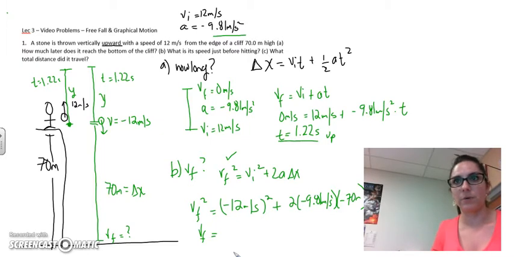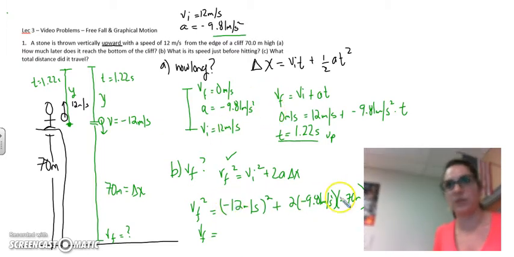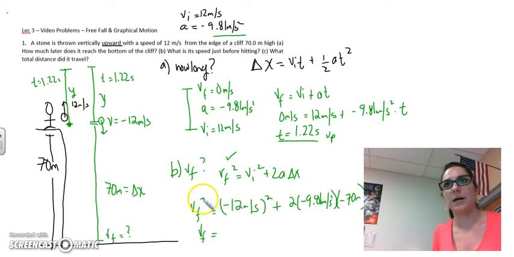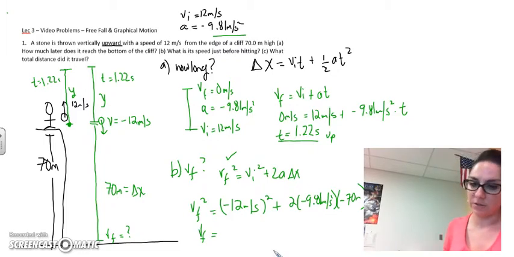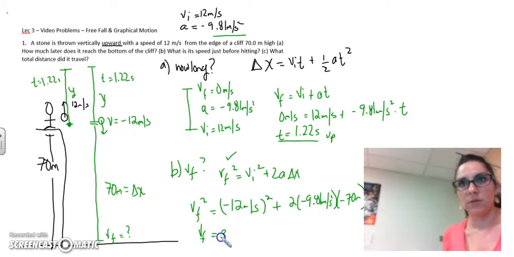So first I'm going to do all the algebra for this, and then once I do the algebra I have to square root it to get just v by itself. So I'm going to do 12 squared. Then I'm going to do the 2 times 9.81 times 70, and then square root that. So what I get is 38.95, and this is meters per second. So that's the velocity right here.